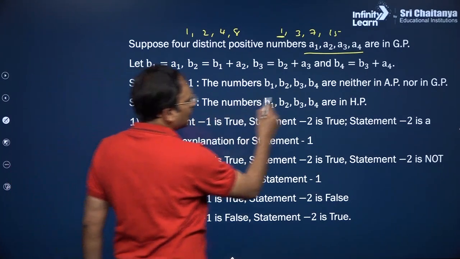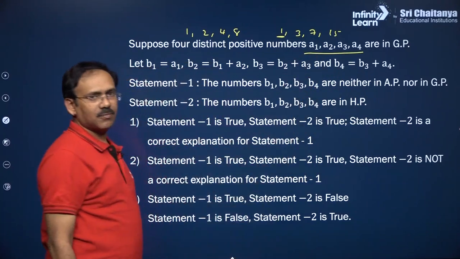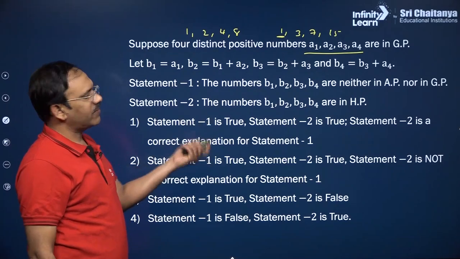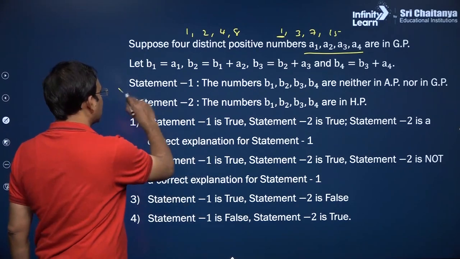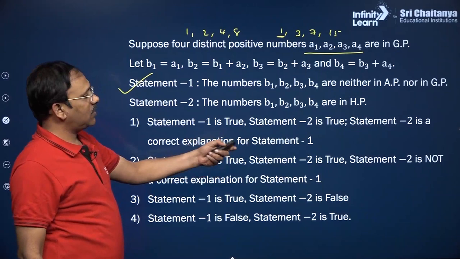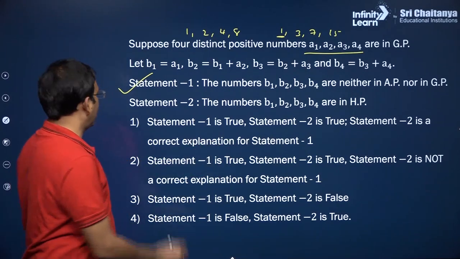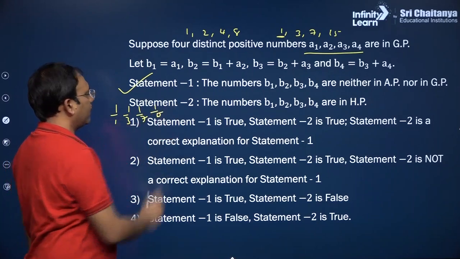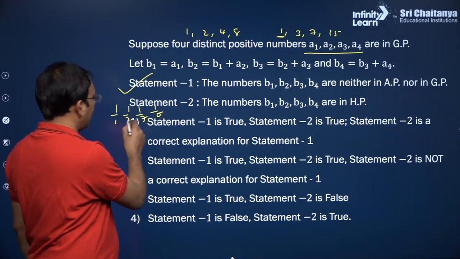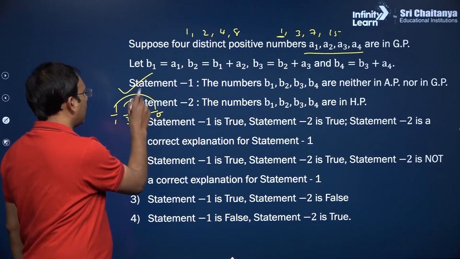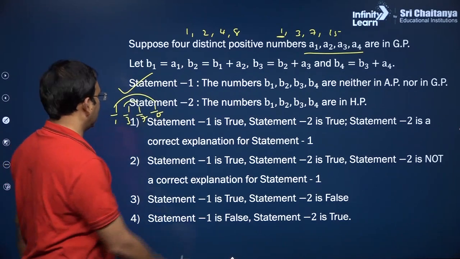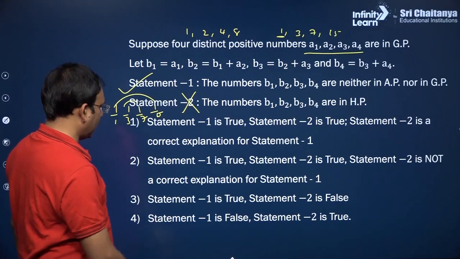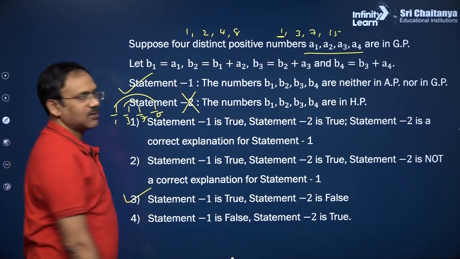You see, these numbers are neither in AP nor in GP. Perfect. Because they are not in AP, very clear. GP means 1 into 15 is equal to 7 into 3, not possible. First statement is correct. The numbers B1, B2, B3, B4 are in HP. That is also wrong, because 1 by 1, 1 by 3, 1 by 7, 1 by 15, they must be in AP, but they are not in AP, you can check. If they are in AP, sum of these two is equal to sum of these two, not possible. So second statement is false, first statement is correct. So statement 1 is true, statement 2 is false, that's it.